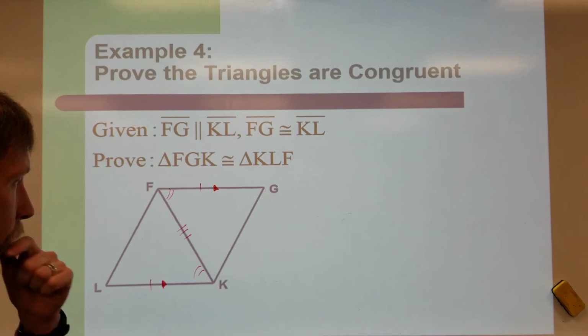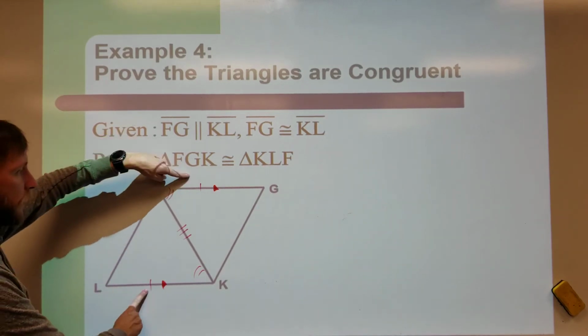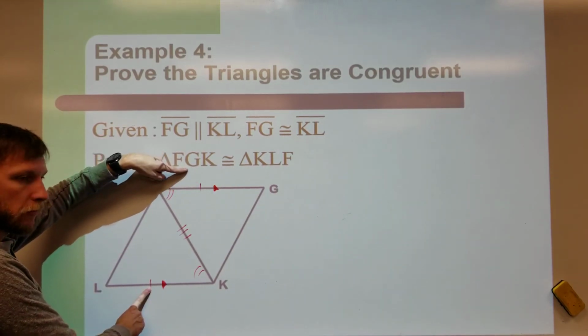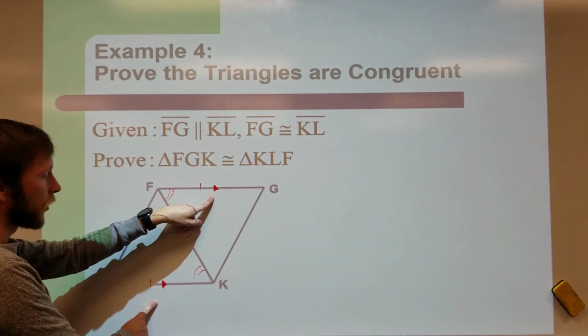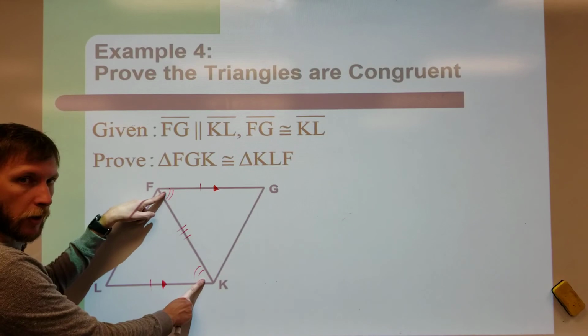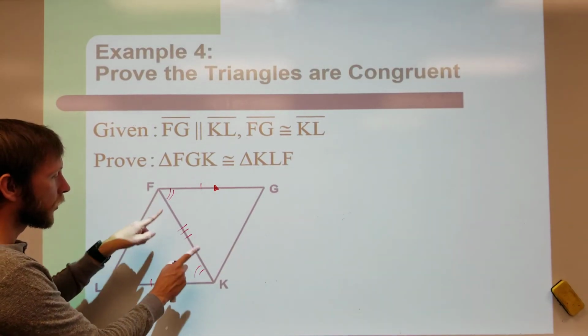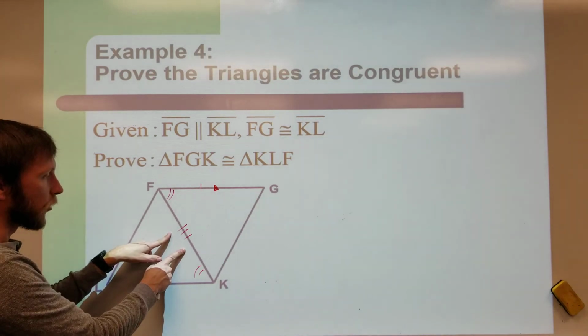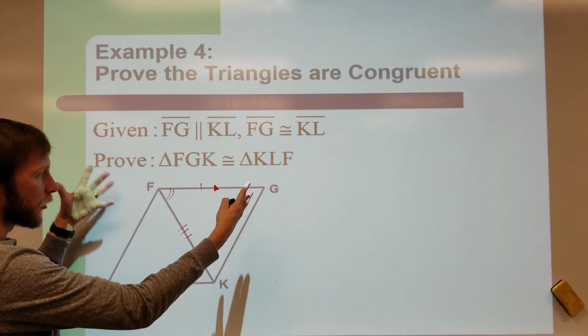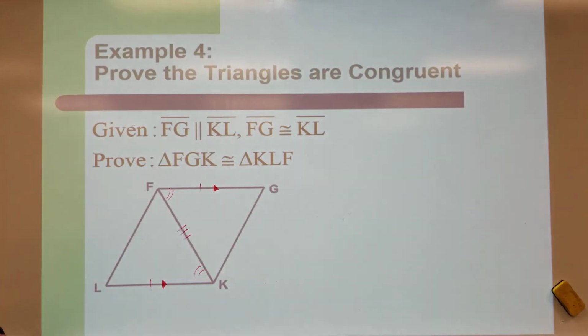See if you can write out that proof. Again, given congruent side, first statement; given parallel sides, second statement. Congruent angles by the alternate interior angles theorem, third statement. Segment congruent to itself by reflexive POC, fourth statement. The triangles are congruent, fifth statement.